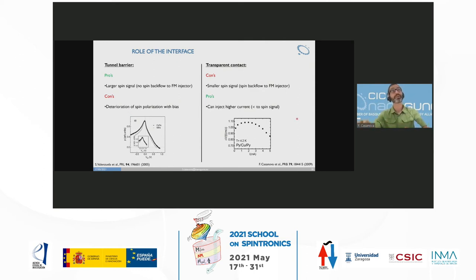On the contrary, in the transparent contact, you can put a lot of current without breaking. And because essentially it's all transparent, you are basically always injecting from the Fermi energy, so the polarization will not change, will be kind of constant. Okay, this small variation actually is due to heating effects with the temperature and not the spin polarization.